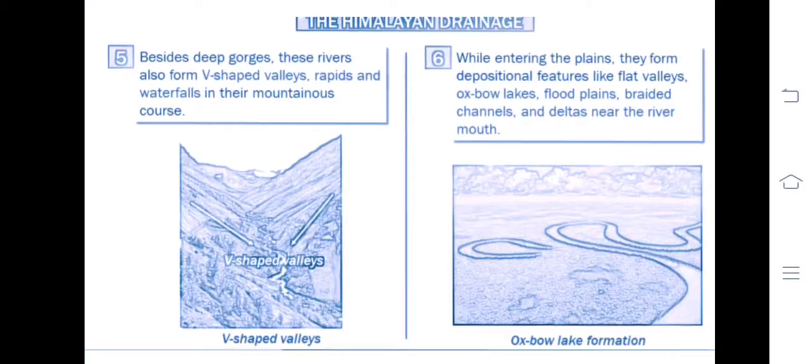While entering the plains, they form depositional features like flat valleys and oxbow lakes. It is a kind of oxbow lake formation, a very different lake. There are also flood plains, braided channels, and many deltas. It all depends on the direction of the river system.